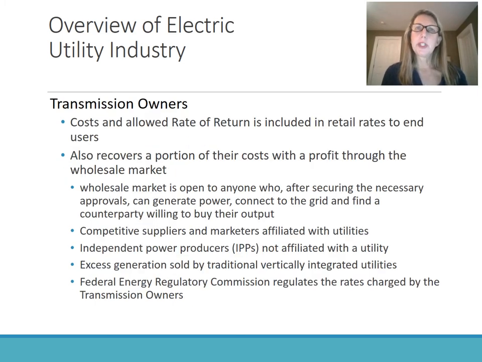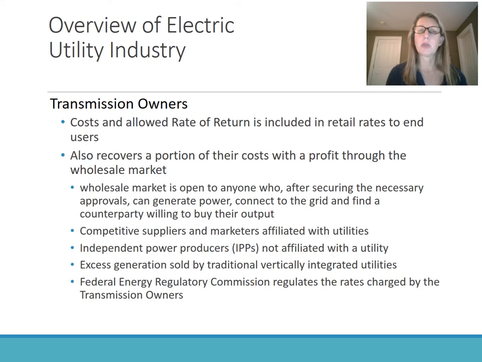Transmission owners. Transmission owners recover their rates under two different methodologies. One is in their retail rates. They get the cost and allowed rate of return from their retail customers, and it's in the retail rates. They also recover a portion of the cost with a profit through the wholesale market, right? The wholesale market is open to anyone after securing the necessary approvals, can generate power, connect to the grid, and find a counterparty willing to buy their output. We had talked about that before, that we have to open up our transmission lines for that transaction to occur. Competitive suppliers and marketers affiliated with utilities pay the open access charge, the wholesale market rate. Independent power producers that are not affiliated with the utility want to use the lines, have to pay the cost of the transmission lines.